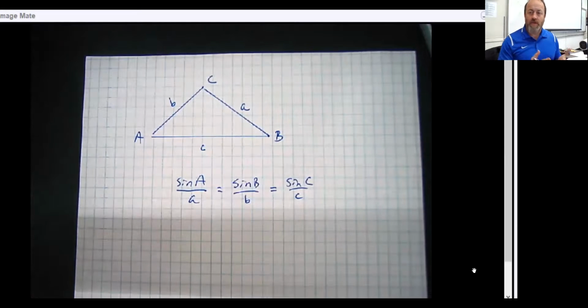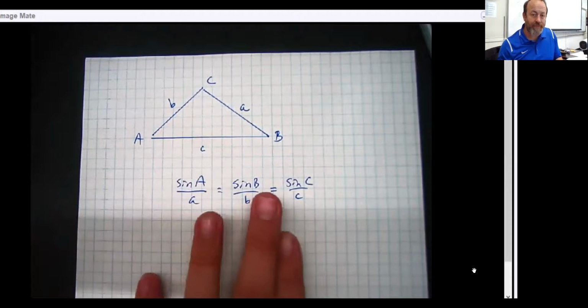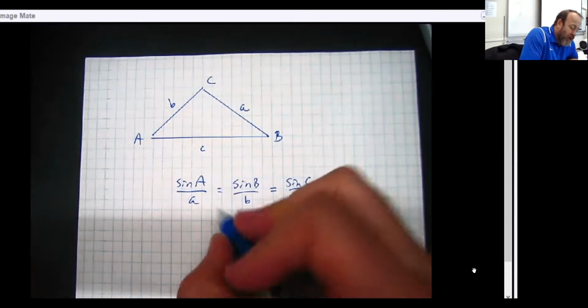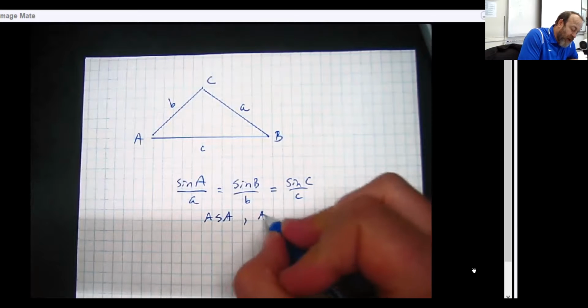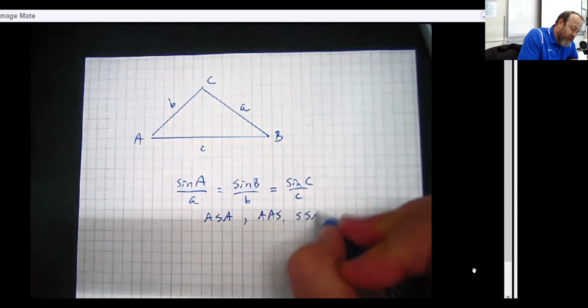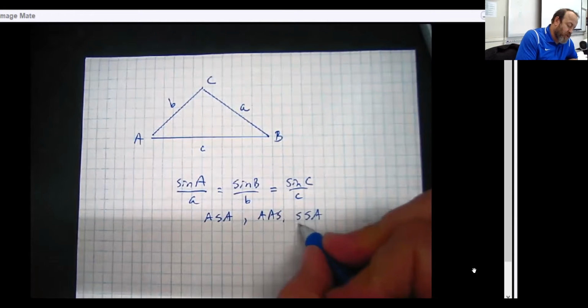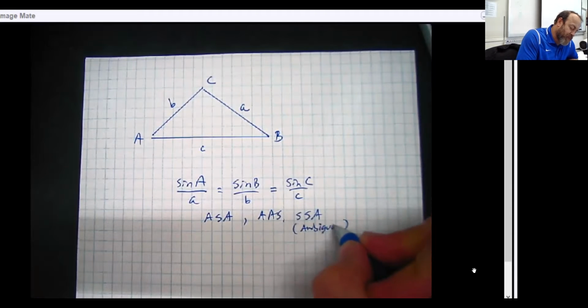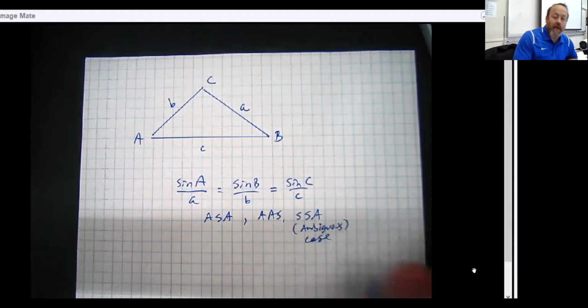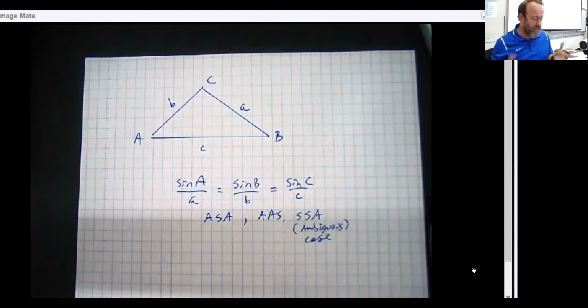And it's strange to write it in this format because we have three different pieces, but you can take any two at a time. And as it turns out, this is very useful for solving ASA triangles, AAS triangles, and side-side-angle triangles. This is one that I will deal with. It's called the ambiguous case. And I will deal with that in a separate video.